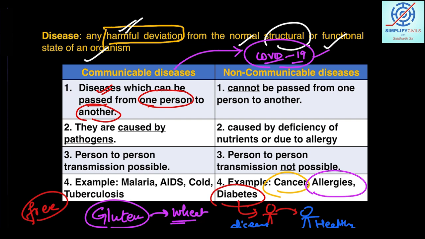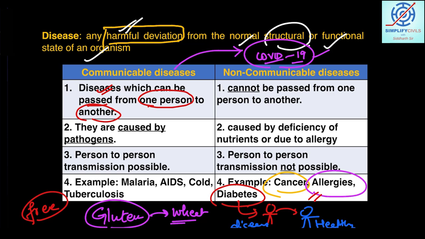This assures that allergies can be of different types. People may have an allergy to the gluten compound. Some people have allergies to pollen grains and dust, as I've already told you. So these kinds of allergies are specific to the individual. They are not going to transfer from one person to another.